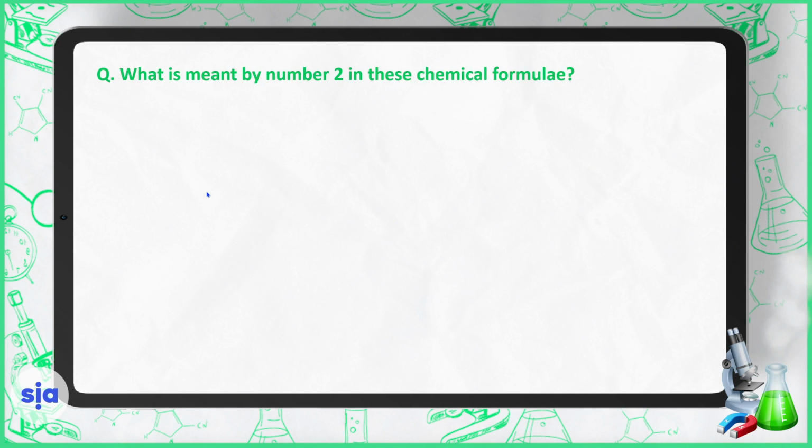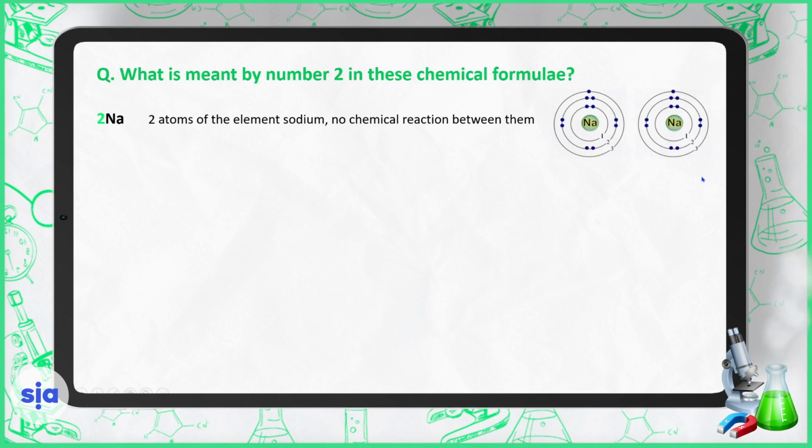Now let's take this example to practice chemical formulas. And the question is, what is meant by number 2 in these chemical formulas? 2Na. These are 2 atoms of the element sodium without a chemical reaction between them. Just 2 sodium atoms freely exist.